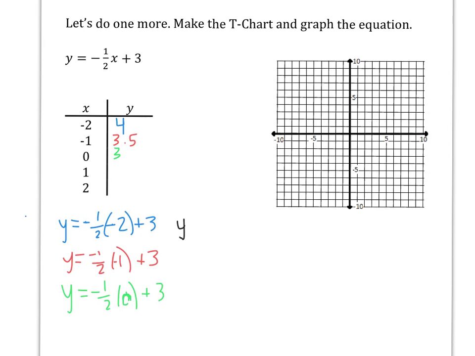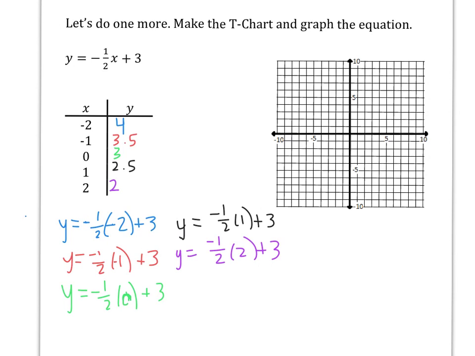So the next one, y equals negative 1/2 times 1 plus 3. Negative 1/2 times 1 is negative 1/2. Negative 1/2 plus 3 is 2.5. So we are decreasing by 1/2. And then lastly, if I plug in 2, y equals negative 1/2 times 2 plus 3. Negative 1/2 of 2 is negative 1, plus 3 is 2. So again, we're decreasing by 1/2.